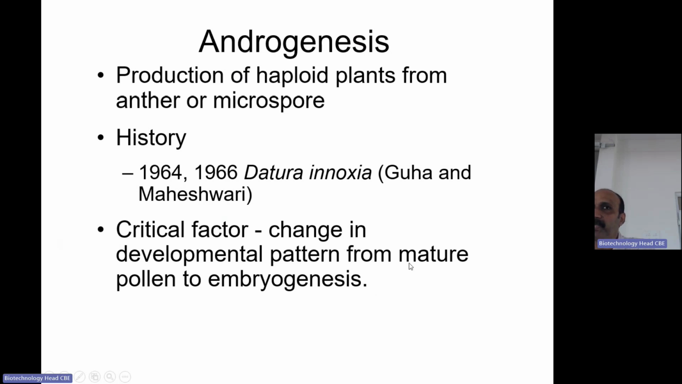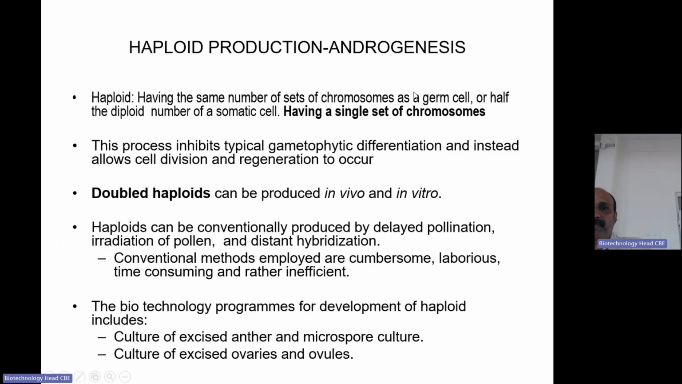So these are all haploid cells, which are in the gametophytic phase, and which can develop only after fertilization. Only if it encounters the egg will it again develop into a plant. But we need to convert this mature pollen into an actively growing embryo. So how can we do that? That is androgenesis, the production of haploids using androgenesis.